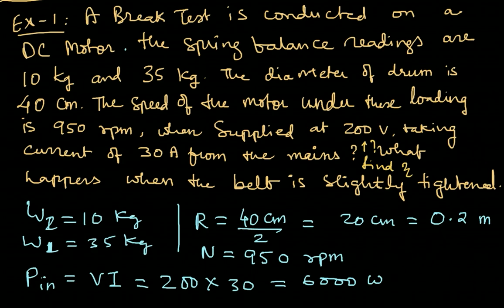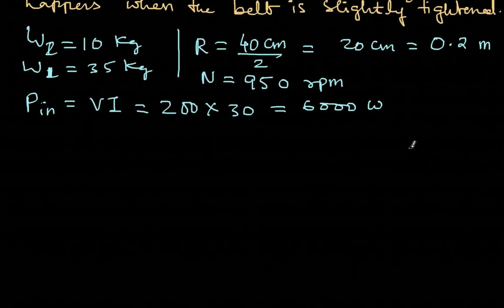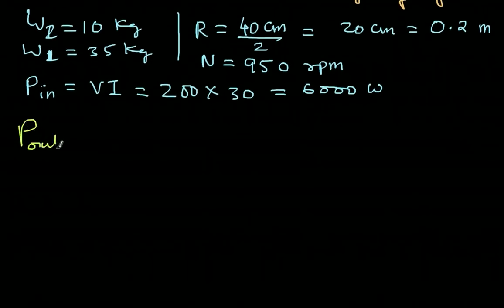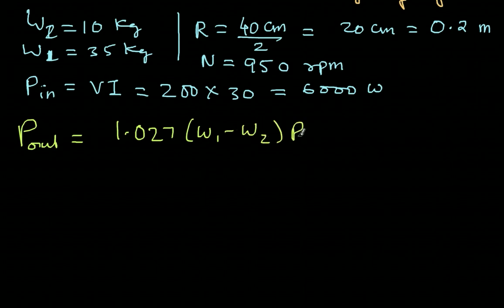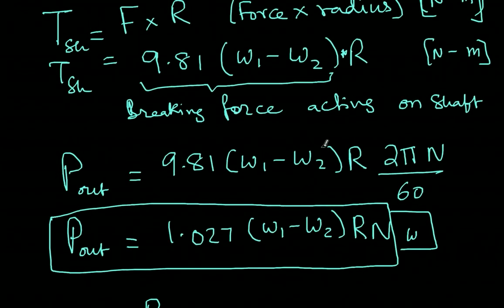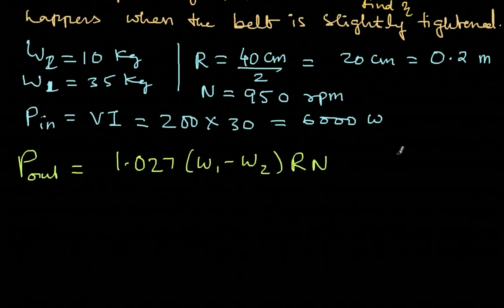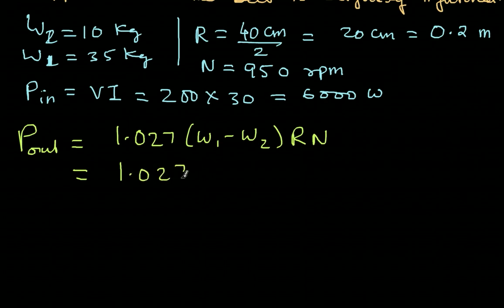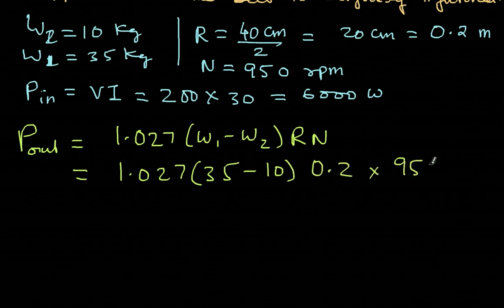So now, after having calculated the input, let's focus on the output side. We already worked out the formula. P out is 1.027 W1 minus W2 into Rn, which is derived earlier. So this is 35 minus 10, and the radius is 0.2, and then the speed is 950. If I do this calculation, the value is 4878 watts. So now I have the input and output.